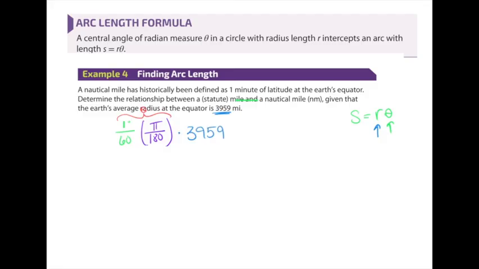There we go, 3,959. This they will give you in decimals, by the way. They are rounding to the nearest hundredth. So take this, 1/60th times pi over 180 times 3,959 and see what you get, rounded to the nearest hundredth place. I would not round in the process, by the way. I would put it all in.